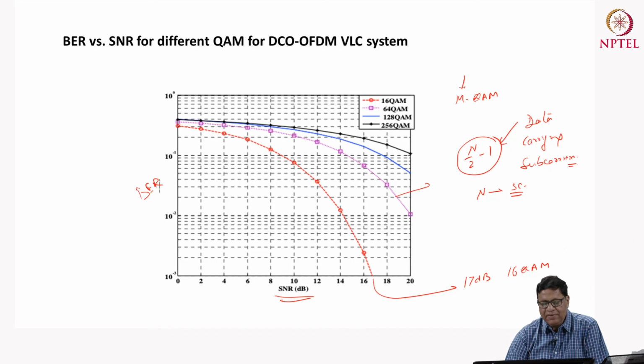Next we will study another technique, which is called asymmetrically clipped optical OFDM, or ACO-OFDM. So this is what we will study now. We will end the discussion of DCO-OFDM at this stage. Thank you.